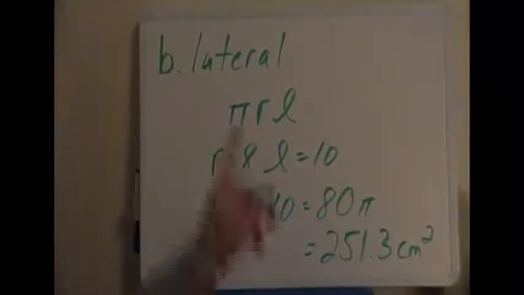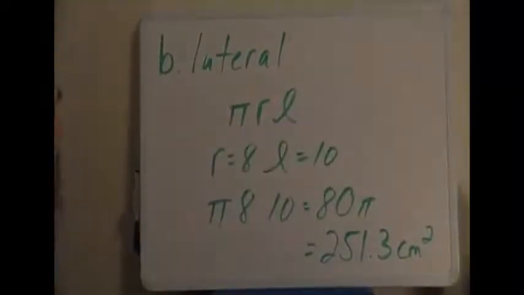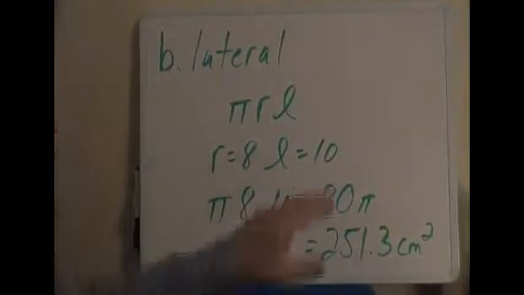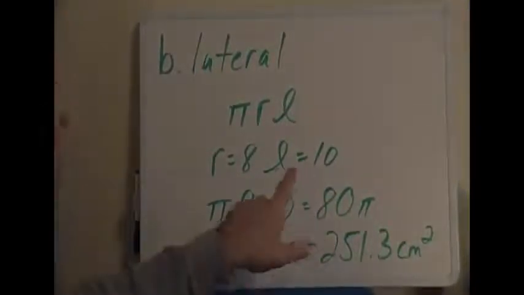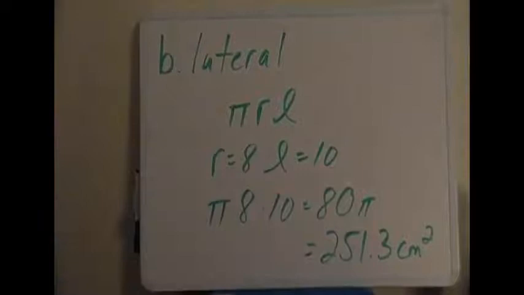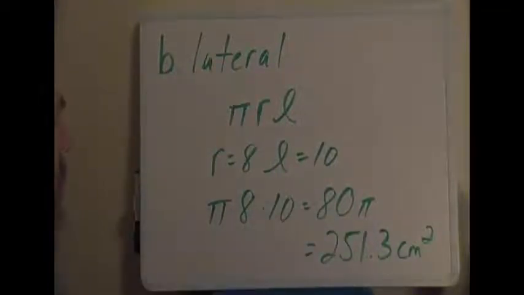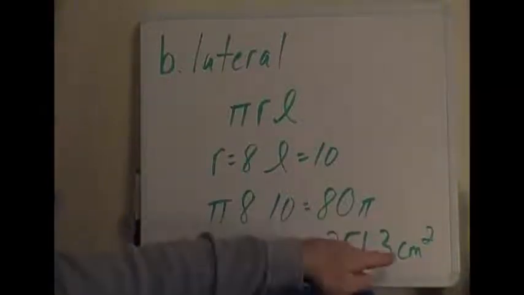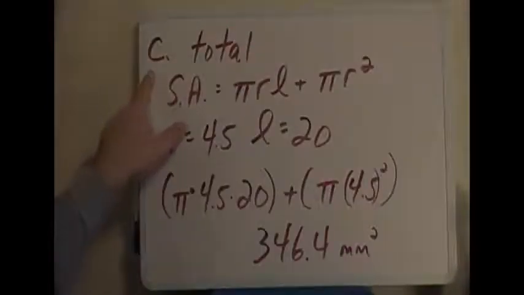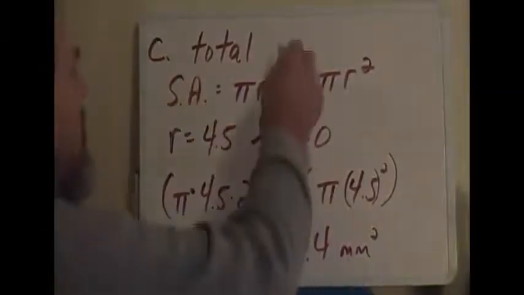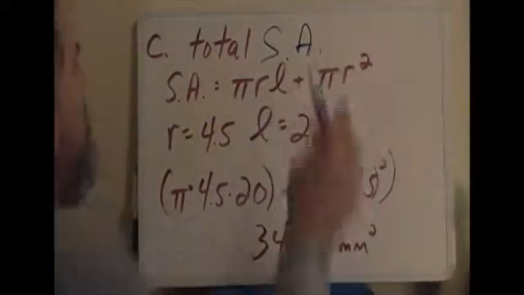For letter B, again we're being asked for the lateral surface area, radius of 8, a slant height L of 10. So we've got pi times 8 times 10, again easily done in the head, 80 pi, and the answer is 251.3 square centimeters. Letter C, we're looking for total surface area in this case.